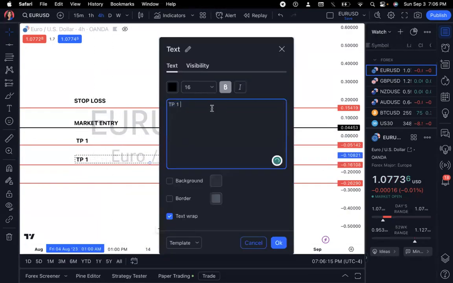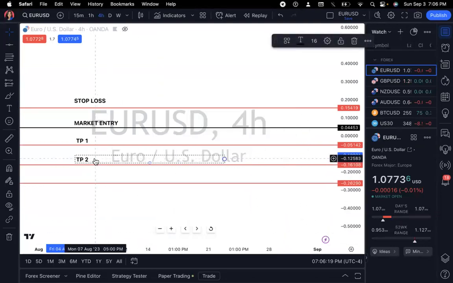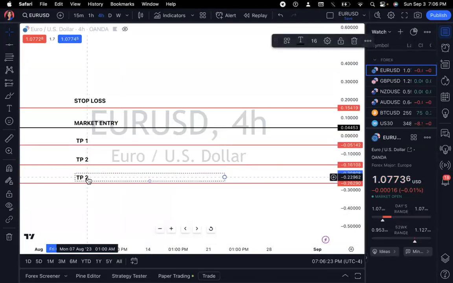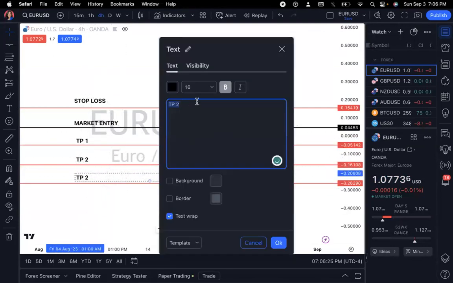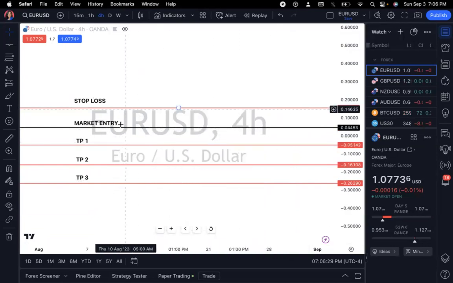Two is going to be here. And TP3. Okay. So we got into the trade for a sell. That means that the market is going to be coming down this way. So we got in here. TP1 would be 40 pips. TP2 would be 60 pips. And TP3 would be 80 pips.